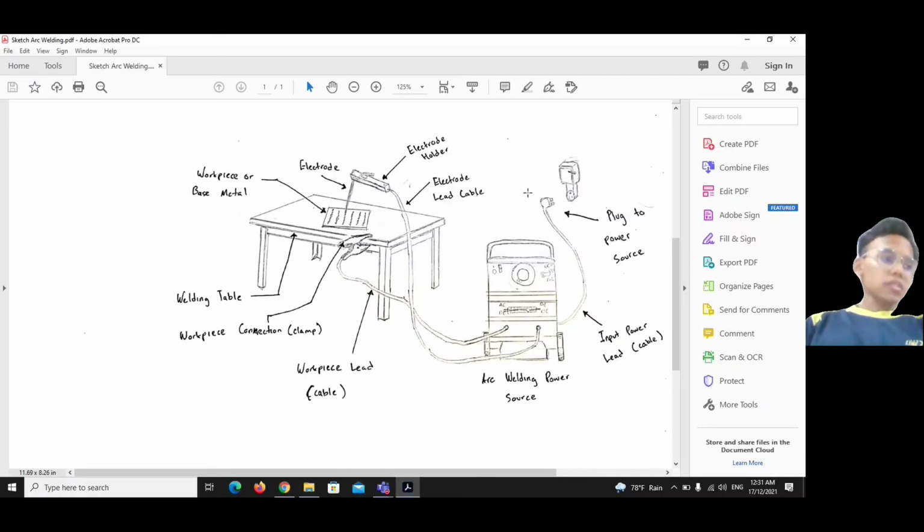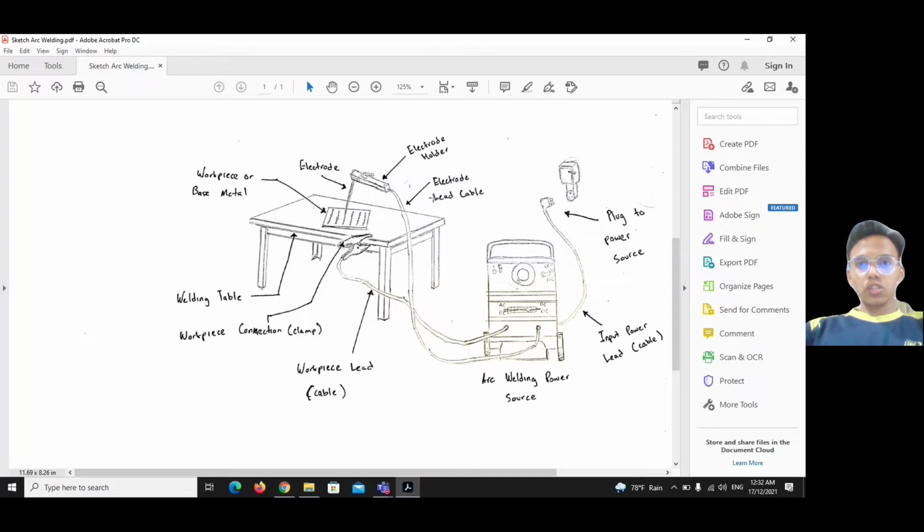Okay, Assalamualaikum. My name is Adam and I will present. I will show my sketch and label about the arc welding process. So this is the sketch I did. The process is now here.